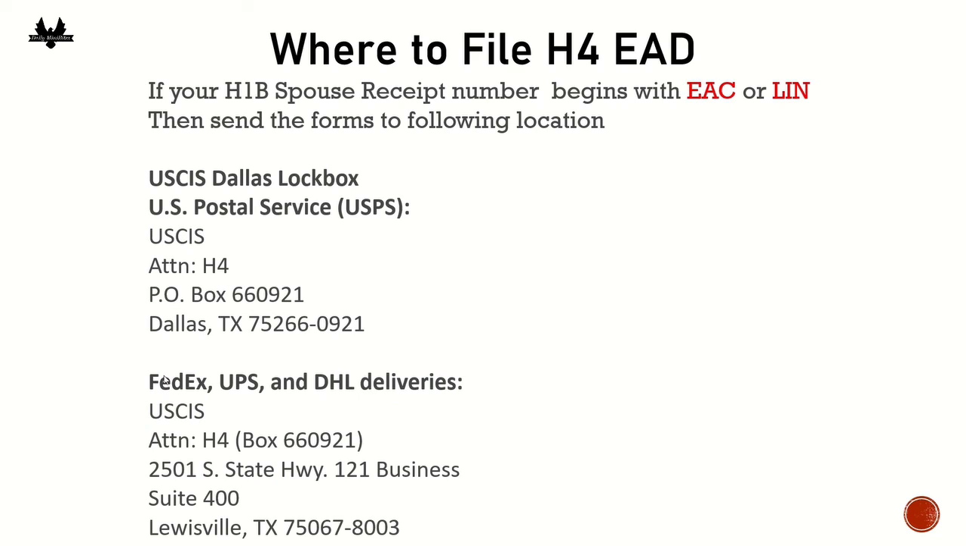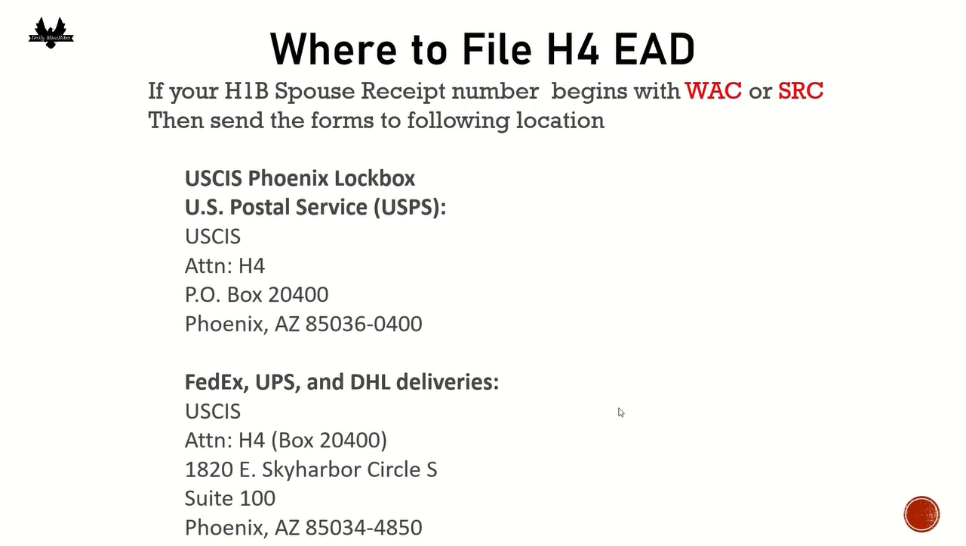Let's take a look at where to send the H4 EAD application. If you look at your H-1B spouse's receipt number, and if it begins with EAC or LIN, you would have to send it to one of the following addresses. If your H-1B spouse's receipt number begins with WAC or SRC, then you would have to send your documents to one of these following locations.